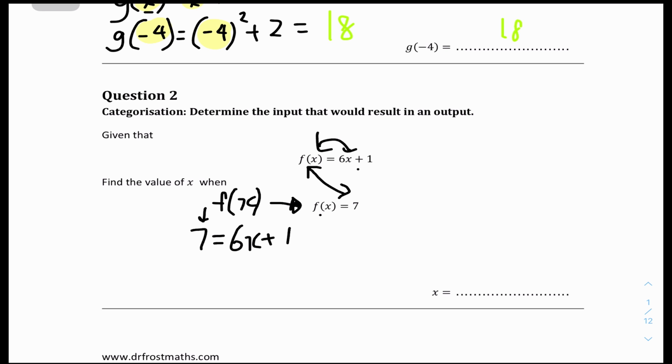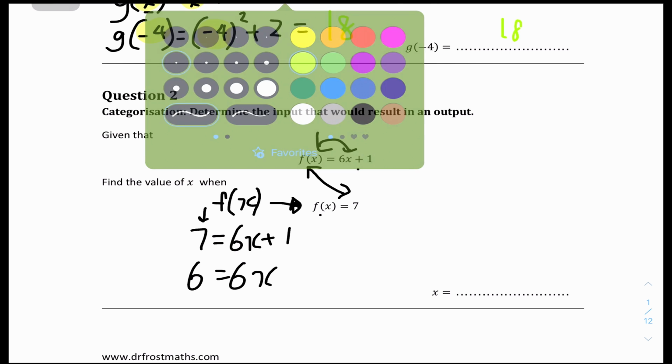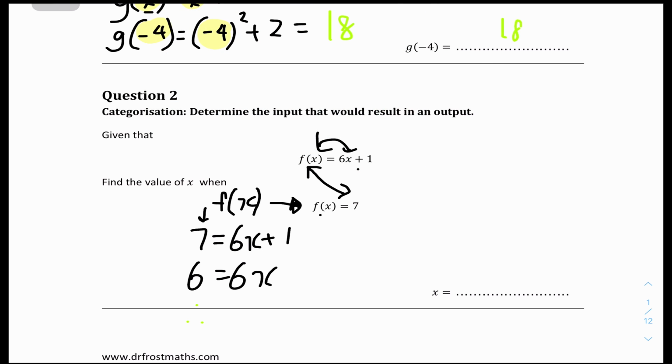So just rearrange the equation to get 6 equals 6x, by minusing 1 from both sides. Then divide both sides by 6 to get x equals 1, because 6 divided by 6 is 1. So x equals 1.